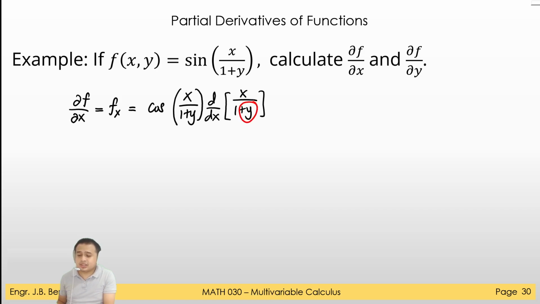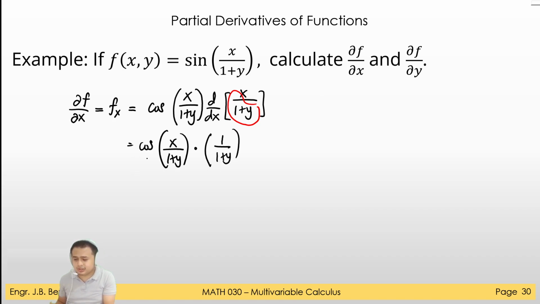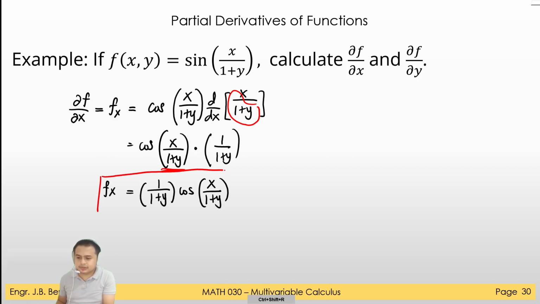So we know that y is a constant. Therefore, if you visualize this, we can just factor it out as 1 over 1 plus y, right? So we want to find just the derivative of x, and the derivative of x is just 1. Therefore, this should be multiplied by 1 over 1 plus y. So if you simplify this, it will be equal to 1 over 1 plus y times cosine of x over 1 plus y. So this is your partial derivative with respect to x.